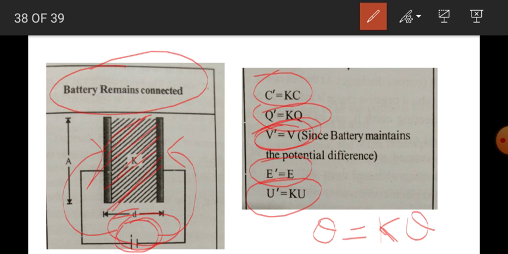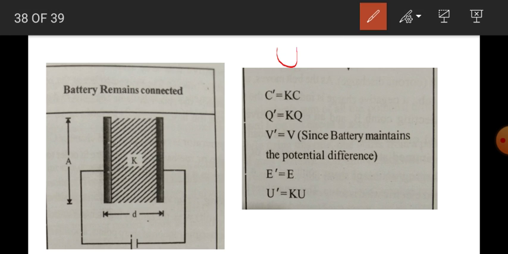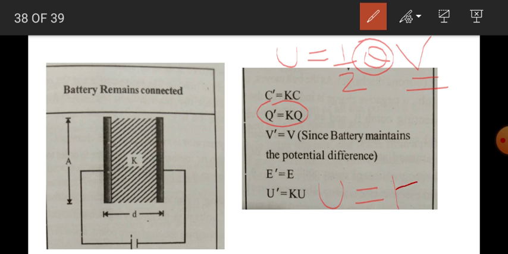Energy will increase. Why is energy increasing? Let's find out. What is the formula for energy actually? U is half Q into V. V is constant, but Q is increasing K times. So my energy will also increase K times. So these are the factors. This is how capacitance, energy stored, and charge stored can change with the introduction of a dielectric inside the capacitor.